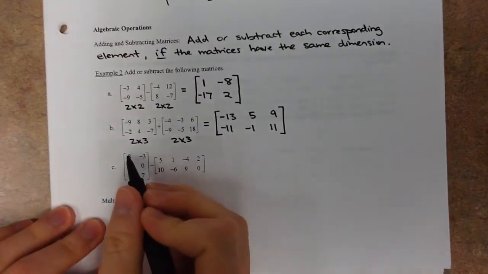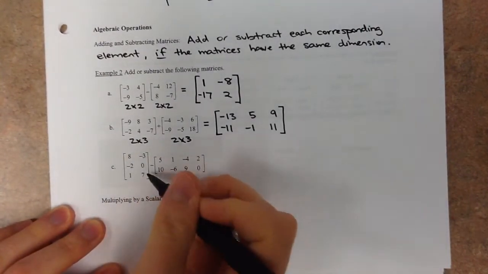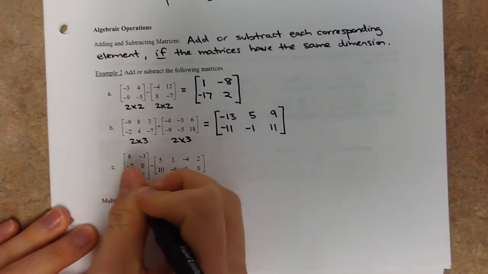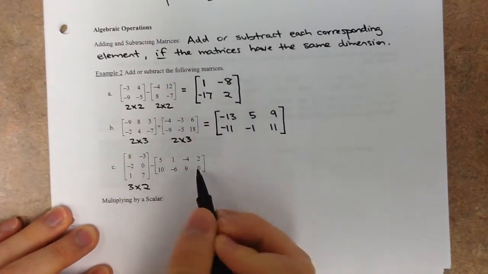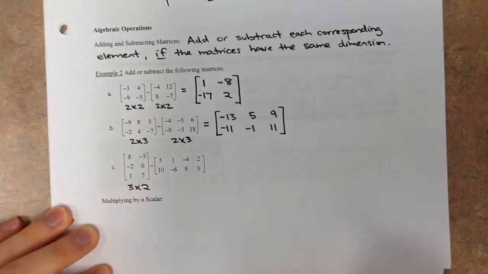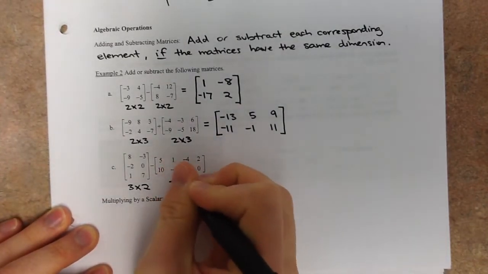Last one here. I've got 1, 2, 3 rows and 2 columns. So this is a 3 by 2 matrix. Here I've got 1, 2 rows and 4 columns. So this is a 2 by 4 matrix.